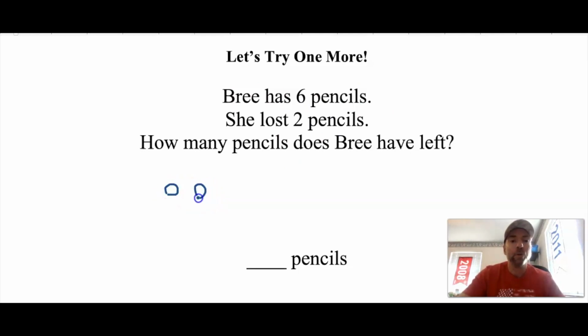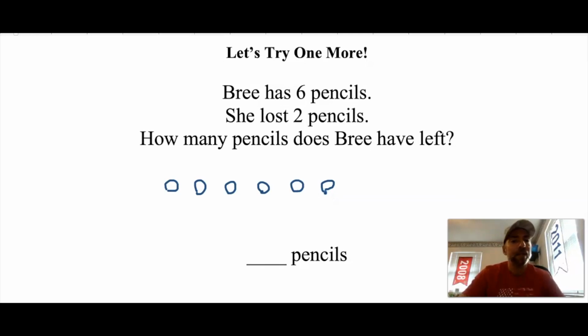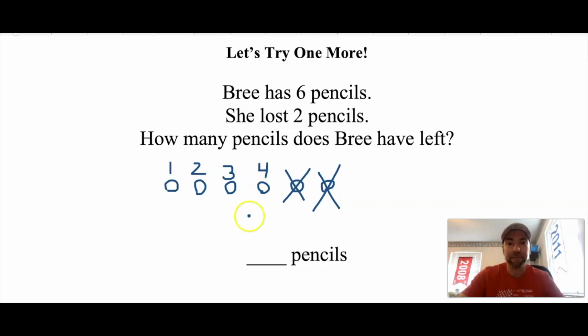1, 2, 3. Go ahead and draw it on your whiteboard. 4, 5, 6. 6 pencils to start. Now, Bree lost 2. So, am I going to be drawing more pencils, or am I going to be crossing some out? Well, I'm going to cross out 2 pencils because she lost them. 1, 2. How many pencils does Bree have left? Let's count. 1, 2, 3, 4 pencils left.